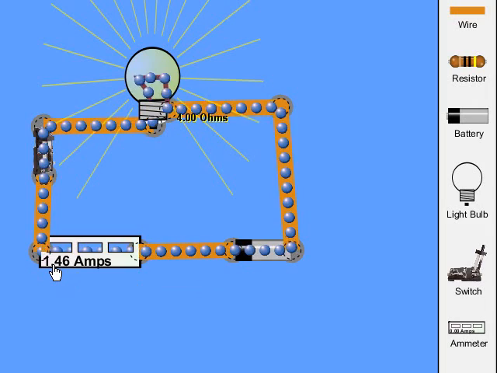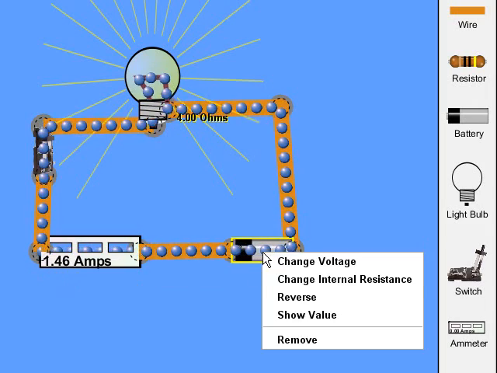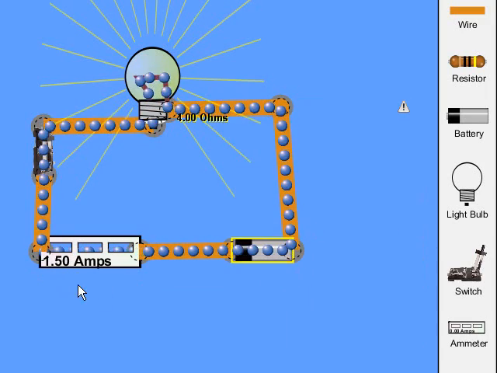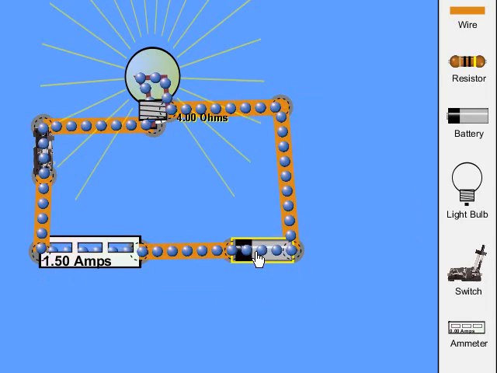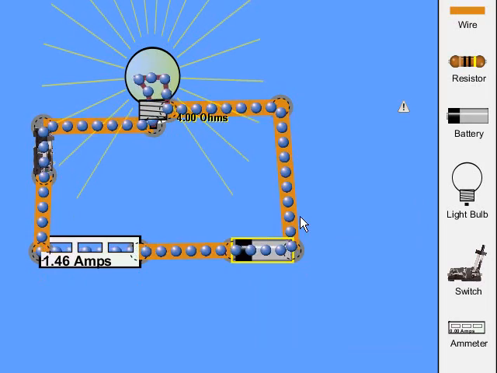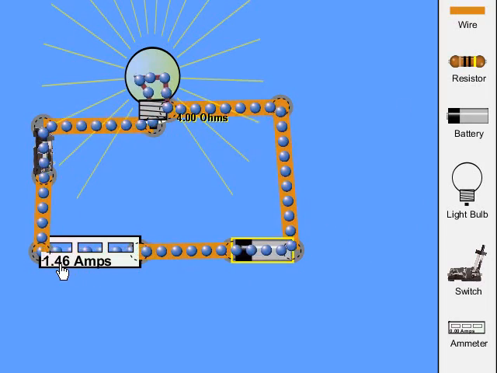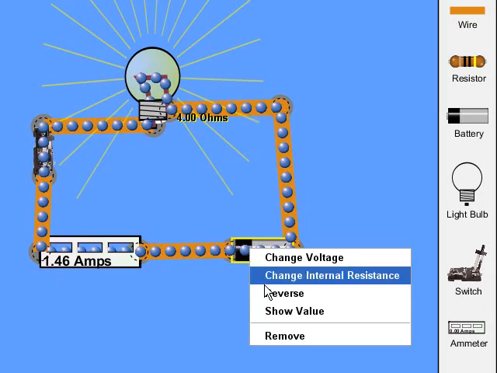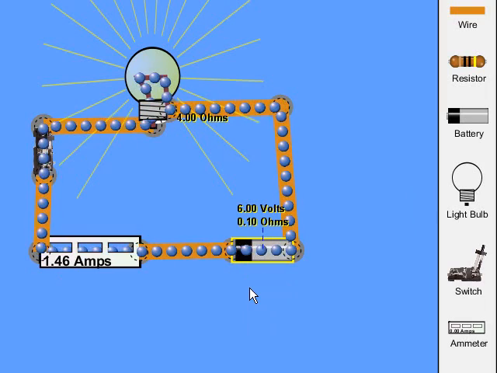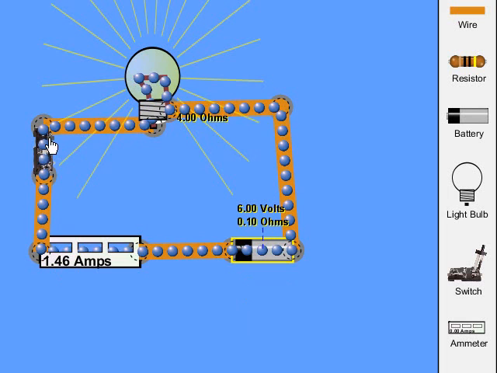So this one here is actually around 1.5 amps, which is the same thing as the problem was. Again, if I change the internal resistance on the battery itself, I do come up with exactly 1.50 amps. But this one here is more realistic. Okay, and then of course 1.46 or 1.5 amps rounded times the 6 volts on the battery, that comes out to the calculated 9 watts.